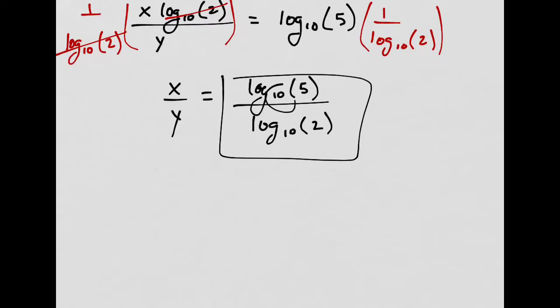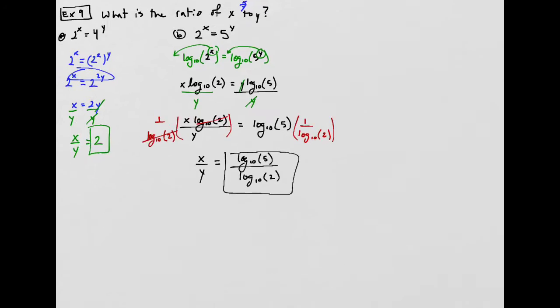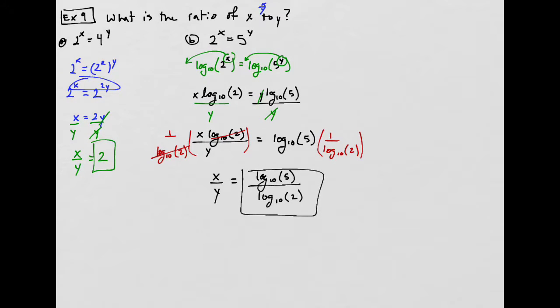Now, I have 10 here. You don't have to write 10. When you don't write any base, it implies that it's base 10. But we didn't have that there. And that's what you get. Isn't that beautiful?